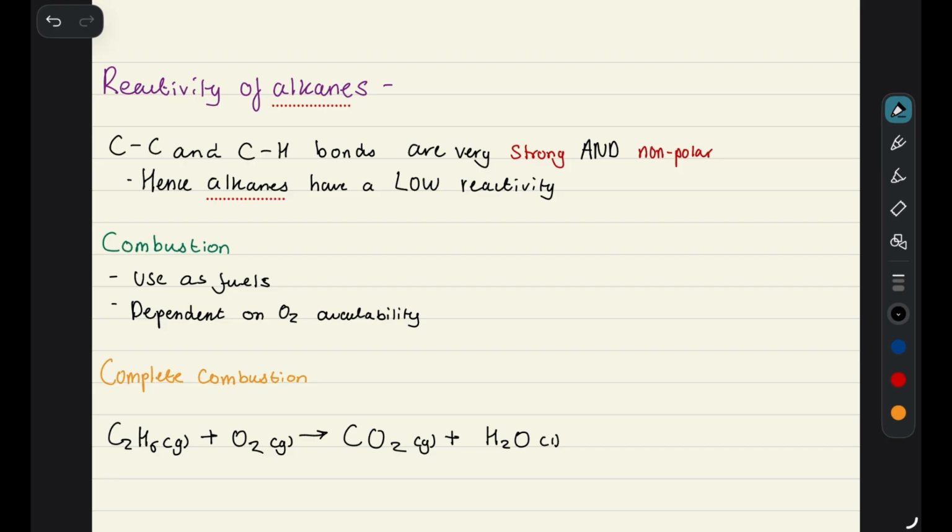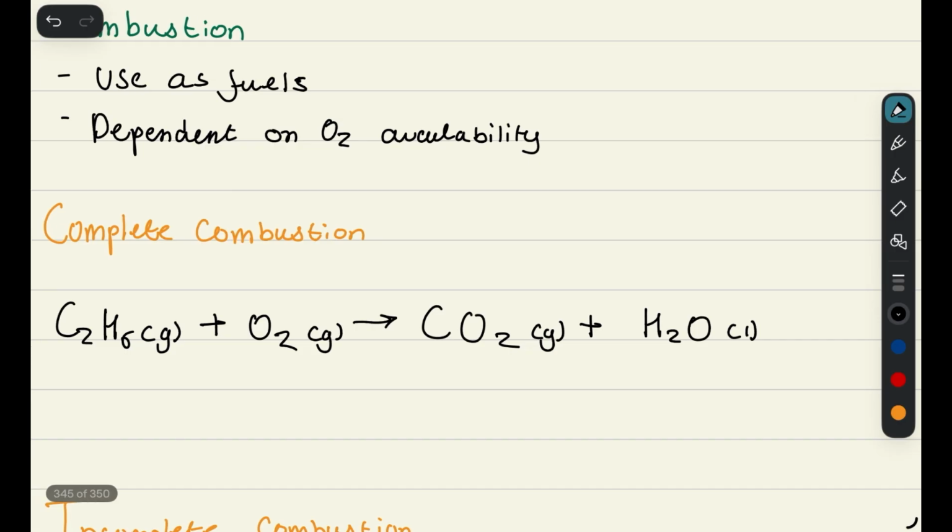So combustion is one of them. With combustion, we use alkanes as fuels, yeah? And it's very dependent on oxygen availability.